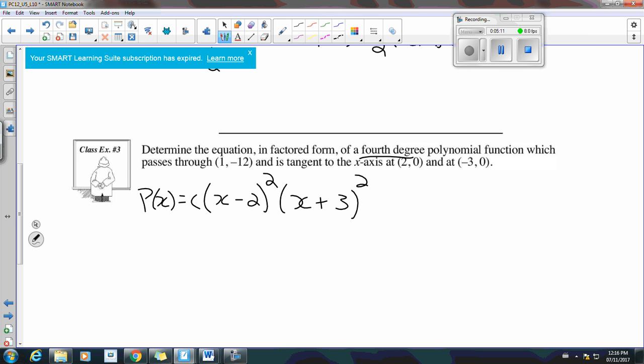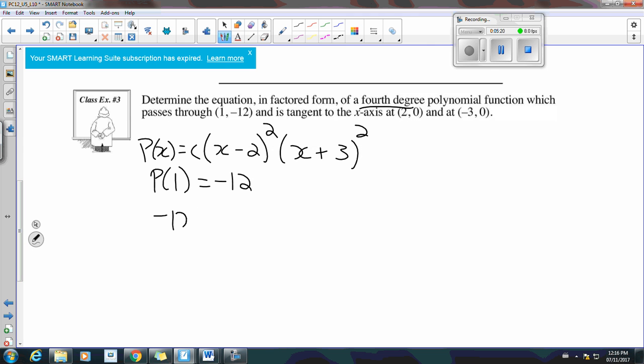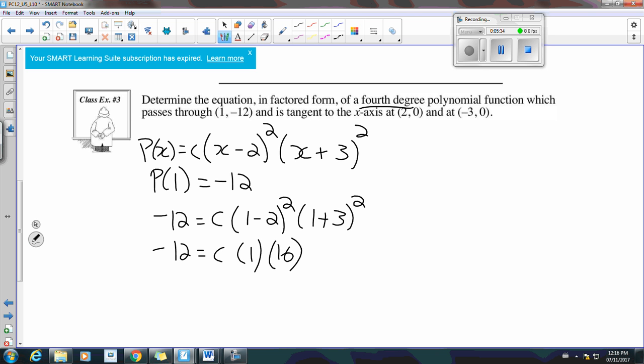And I need to put a leading coefficient in there. Then to solve for that leading coefficient, I need to use the information that it gives me, which is this. It passes through the point (1, -12). So -12 equals c times (1 - 2) squared times (1 + 3) squared. This is (-1) squared, which is 1. This is 4 squared, which is 16. So dividing both sides by 16, we get c equals -12 over 16, or -3 over 4.